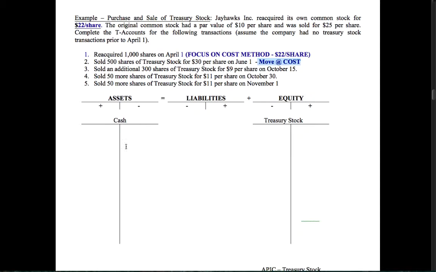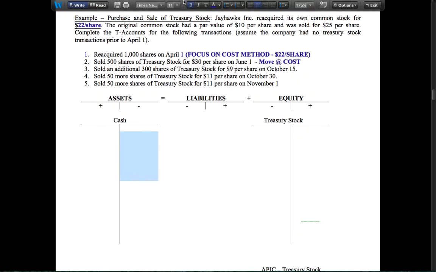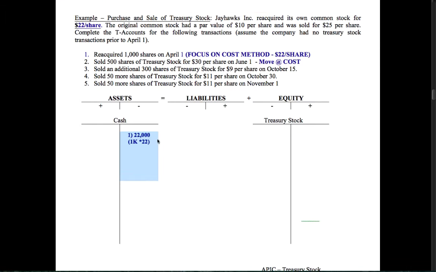Therefore, we are going to spend $22,000 to reacquire these shares, which is the 1,000 shares that we reacquired times the $22 per share that it cost us. And then we're going to book this into treasury stock.